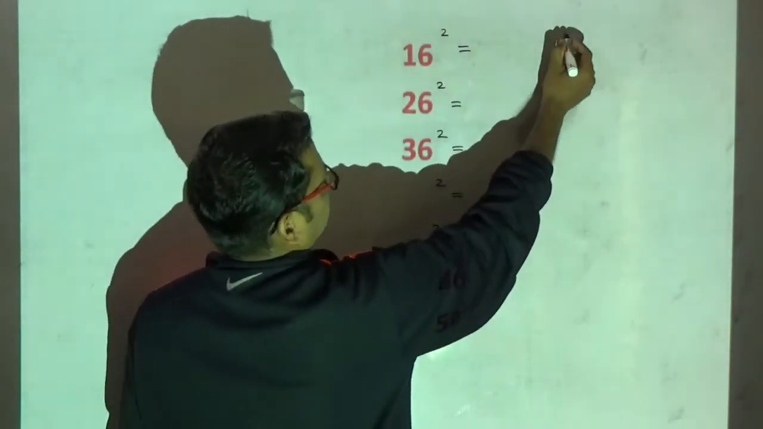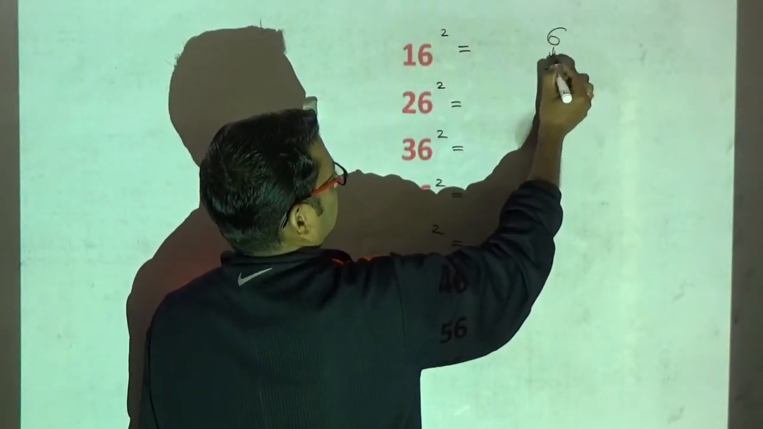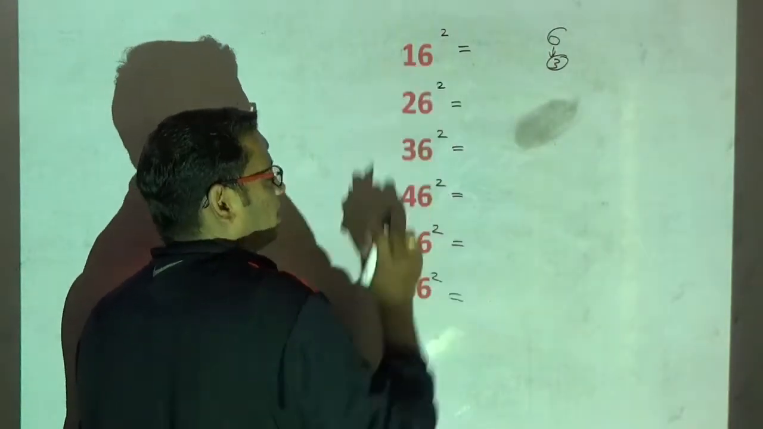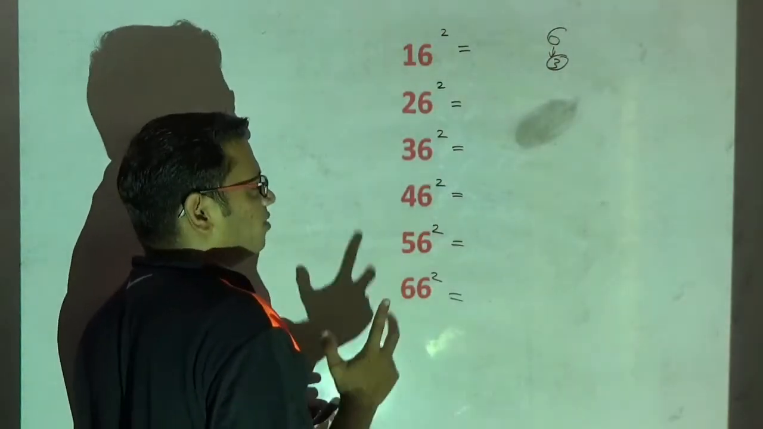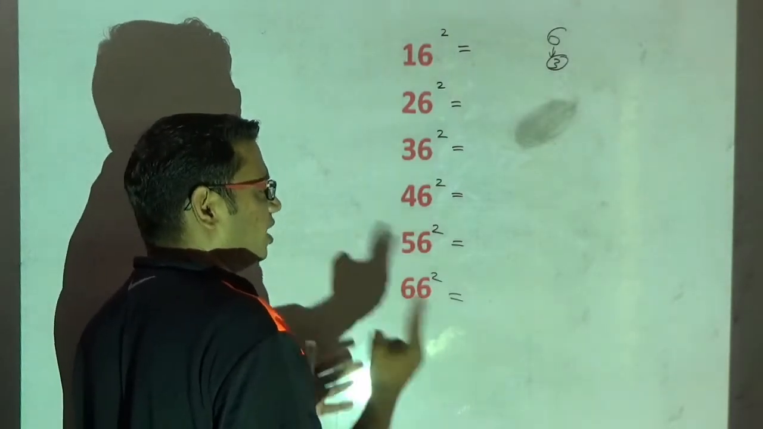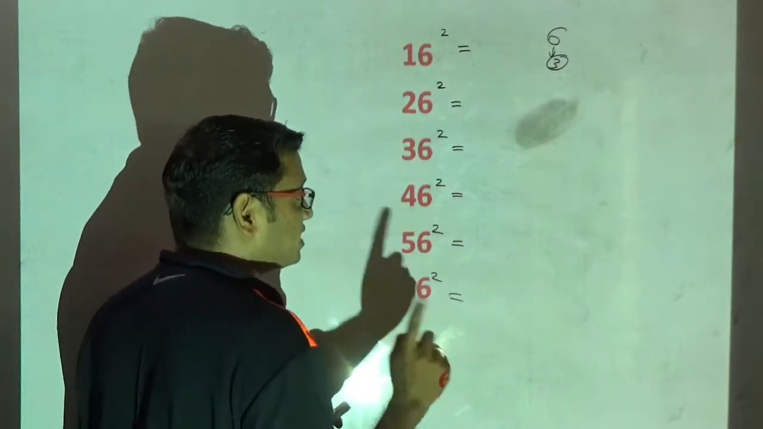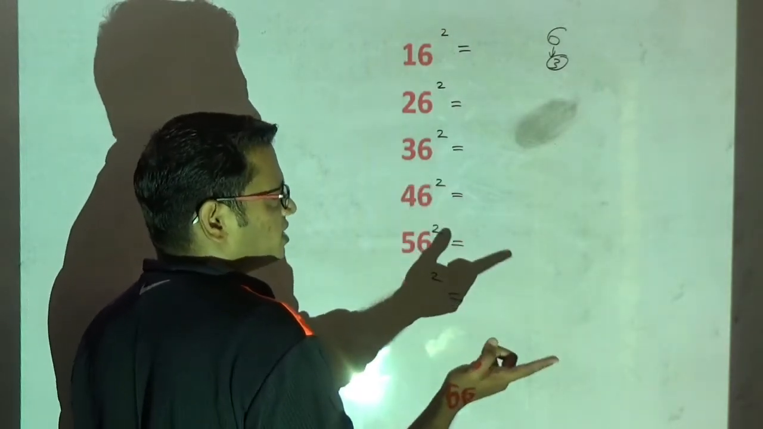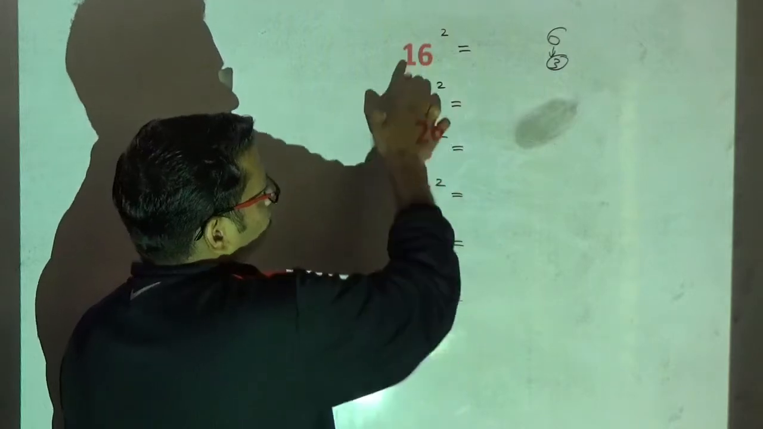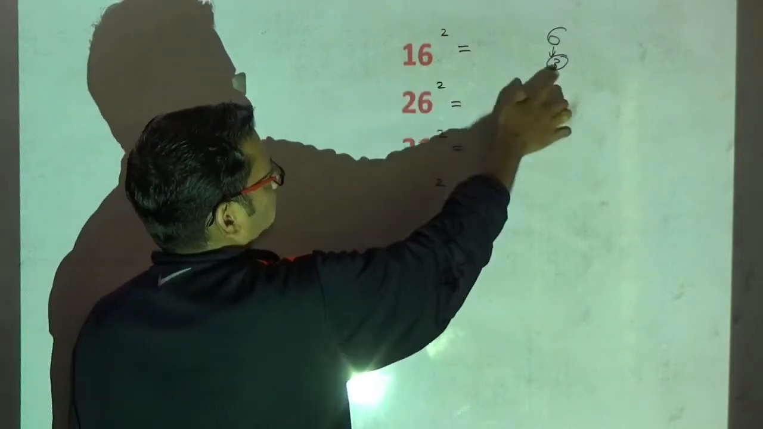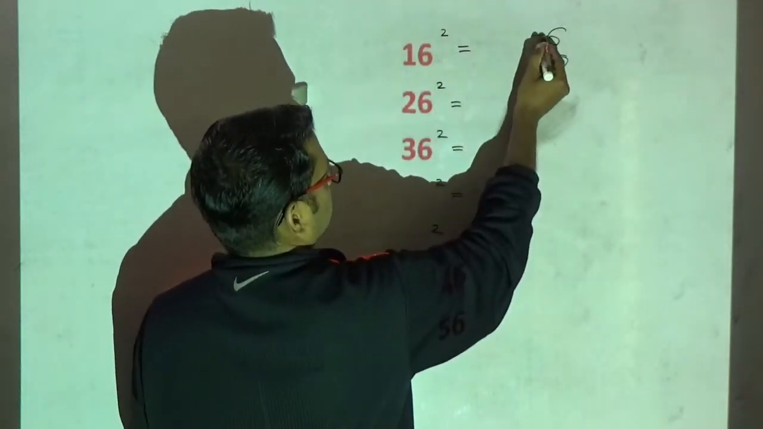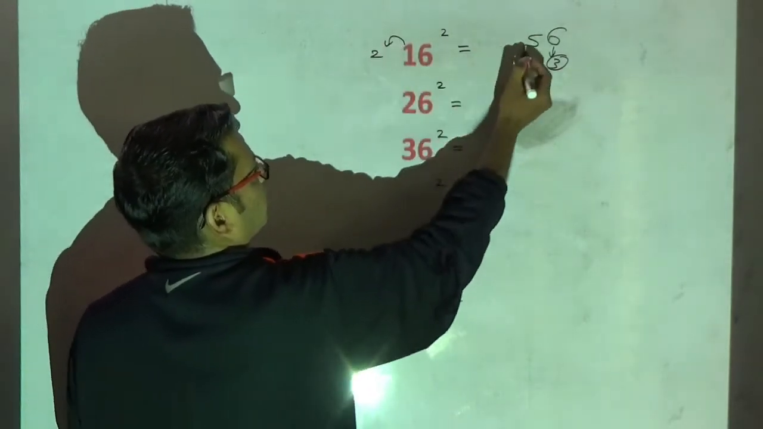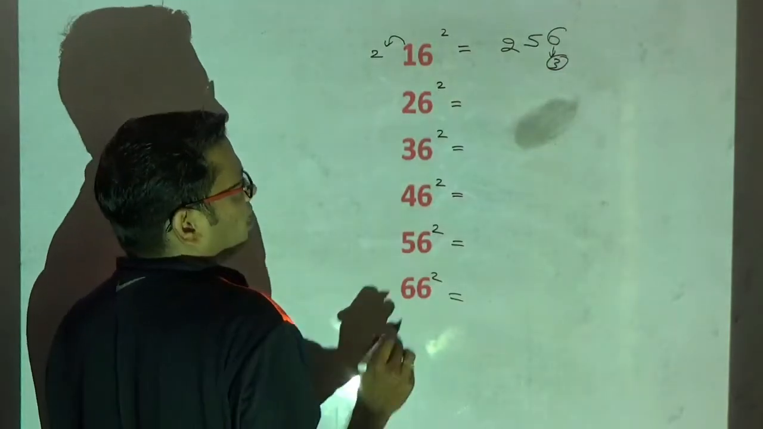6 square is 36. Write 6, 3 is carry. Then double your 6. If you double your 6, what will that be? 12. What is the end digit in your 12? 2, right? The unit place is 2. Remember only 2. 2 into 1 is 2. Plus 3 is 5. Then what is the next number of 1? 2. 2 into 1 is 2. The answer is 256.